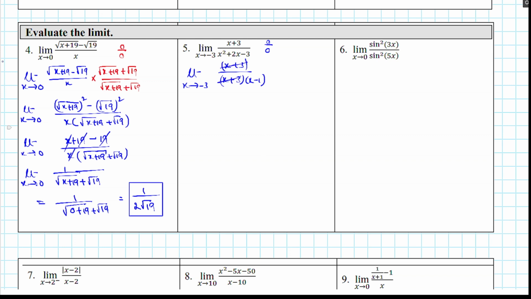So x plus 3 gets cancelled. This is the limit as x tends to negative 3 of 1 over x minus 1. Now you can substitute the limit value, that is 1 over negative 3 minus 1, which is negative 1/4.